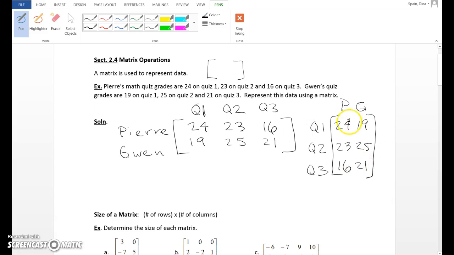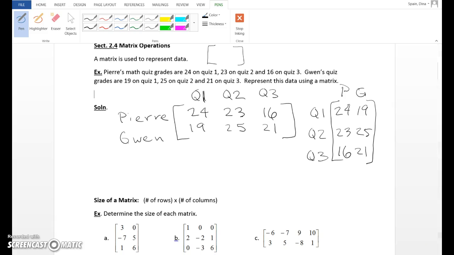So you can see that these are two separate matrices. They're not equal. We'll get into equal matrices a little bit later, but they represent the same data with two different matrices. So either way you want to write it is okay.